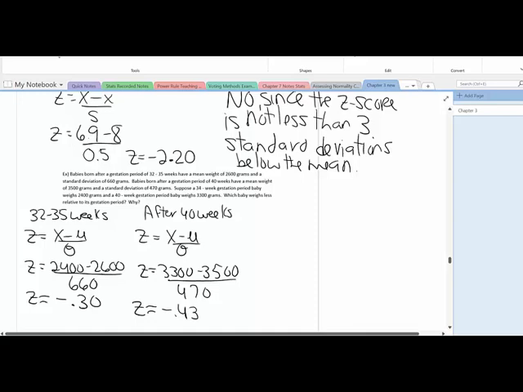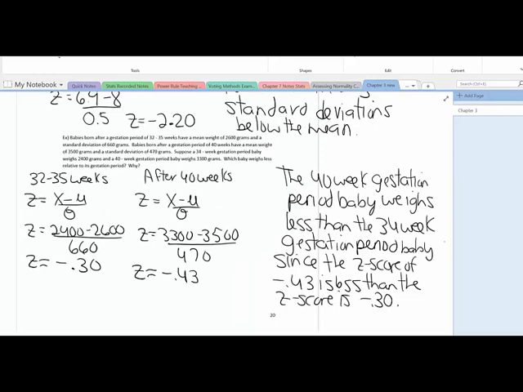So which baby weighs less? Well, remember, we're dealing with negative numbers, so which of those decimals is less than the other? Well, clearly negative 0.43 is less than negative 0.30, so the 40-week gestation period baby weighs less. So let me write that out now. The 40-week gestation period baby weighs less than the 34-week gestation period baby, since the z-score of negative 0.43 is less than the z-score of negative 0.30.